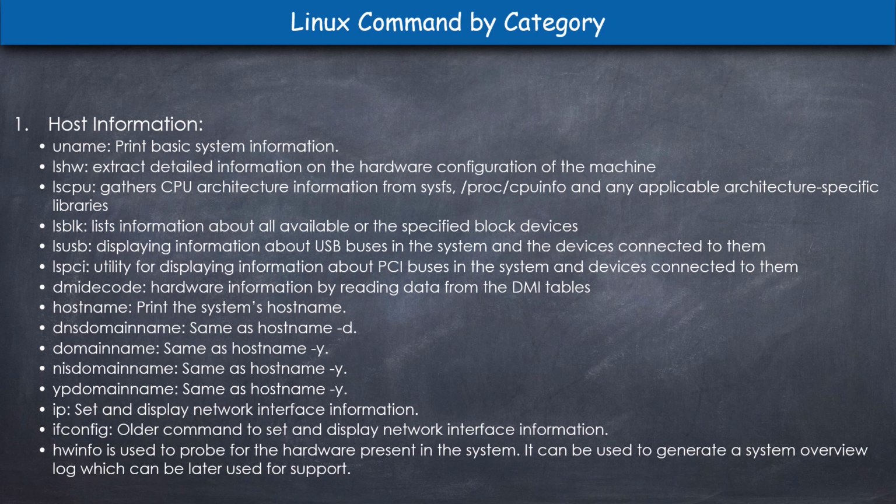Then we have ip, to set and display the network interface. You have already seen this ip. And ifconfig will display information about the IP address, gateways and everything else. This is a very important command if you want to see network related information. hwinfo will display the hardware information of the present system.